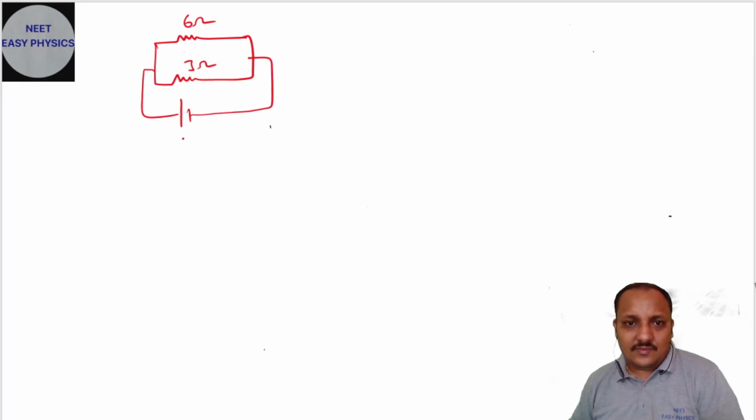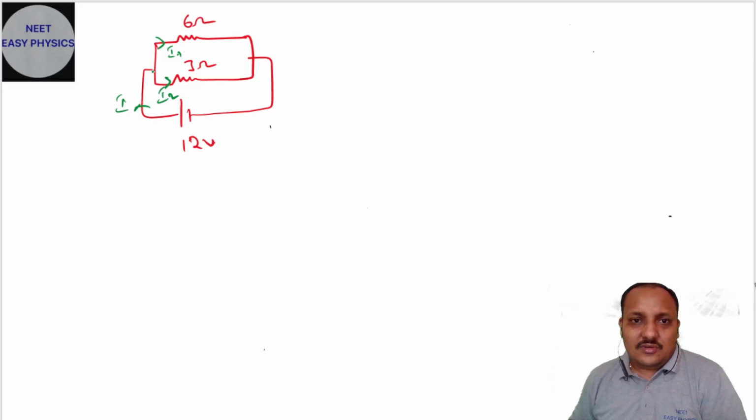Next, sorry. Now we will see some parallel combinations. Two resistors, 6 ohm, 3 ohm, connected to 12 volts battery. Then what is the total current and what is the current in 6 ohm, current in 3 ohm? Now when resistors connected in parallel, what will be same? Voltage is going to be same. Therefore current you can calculate very easily.